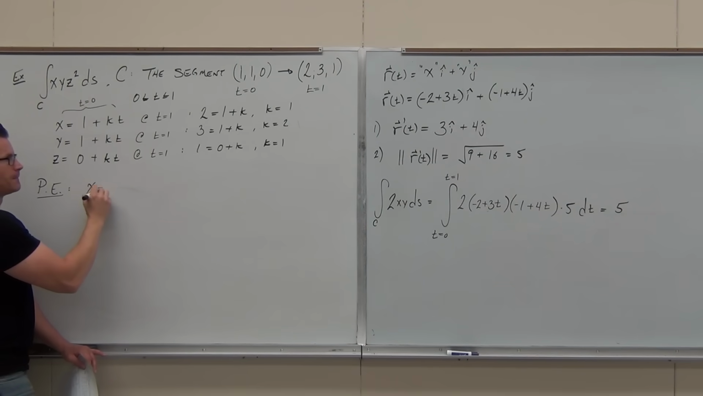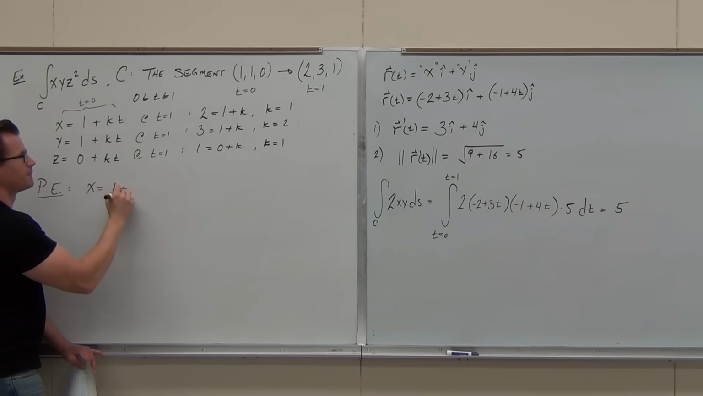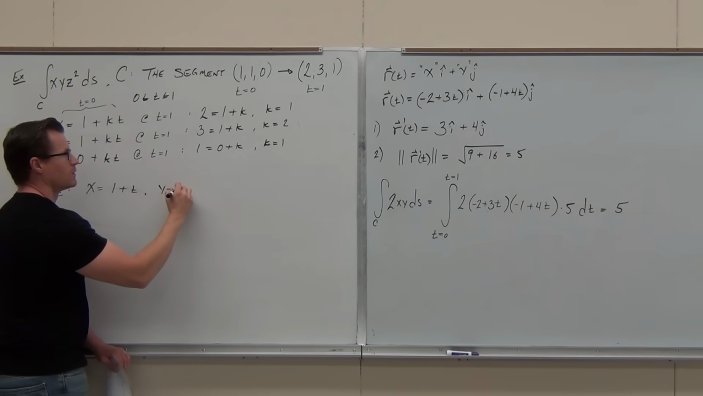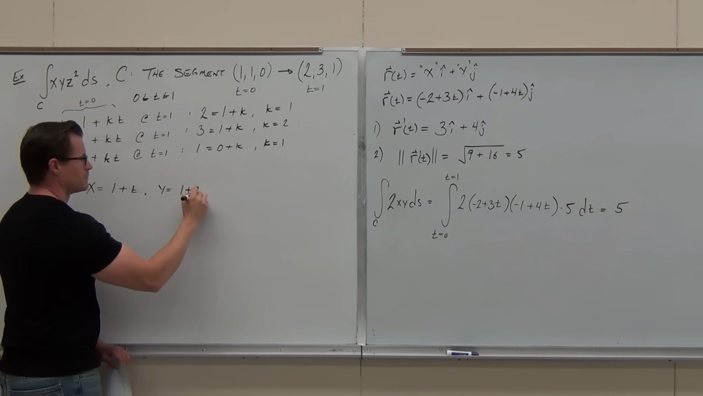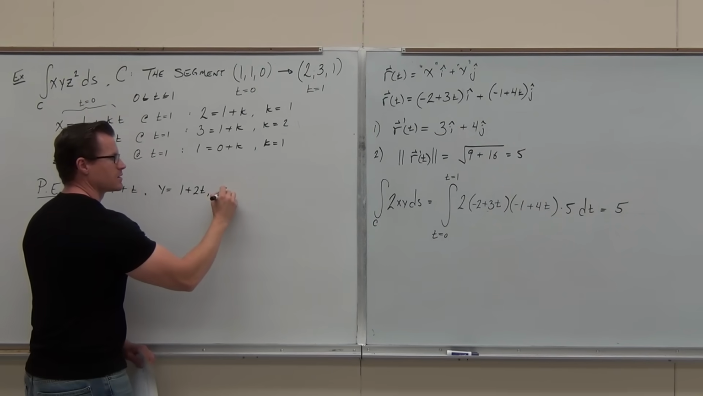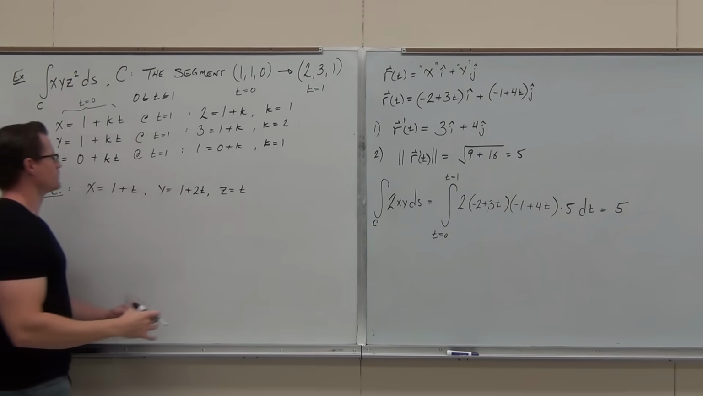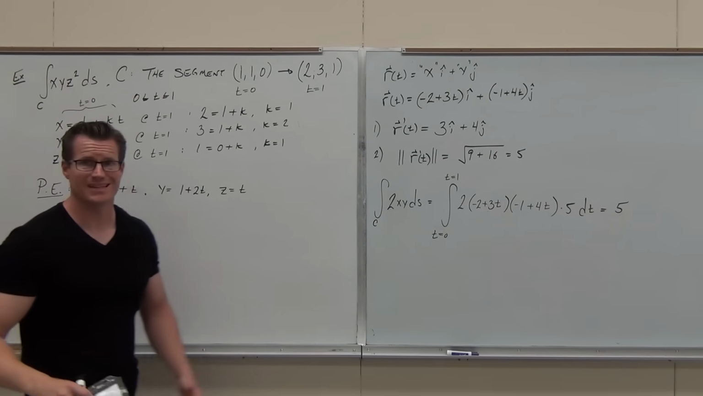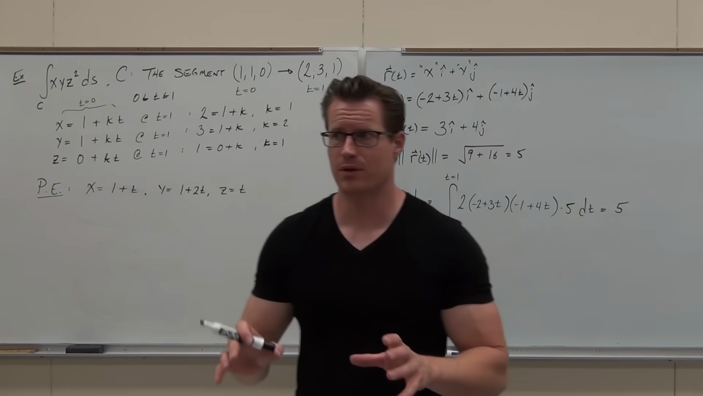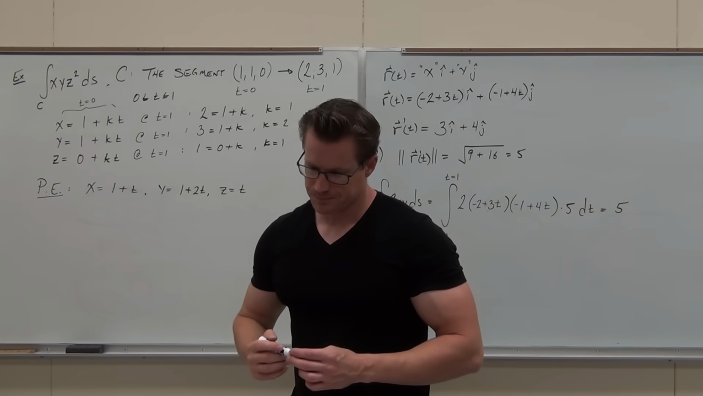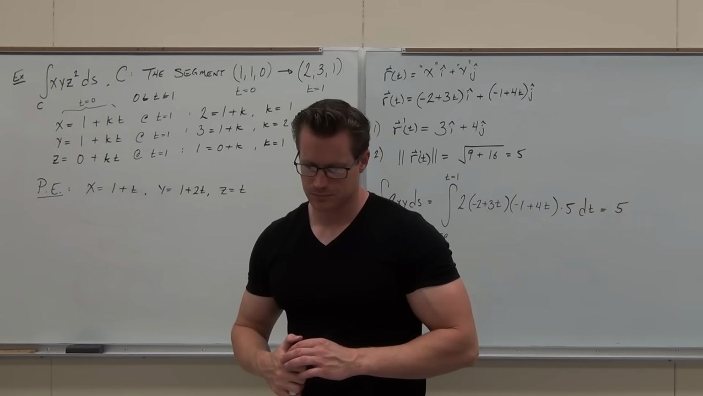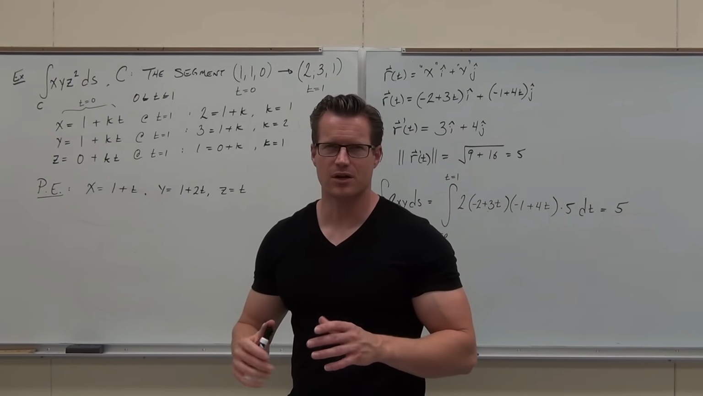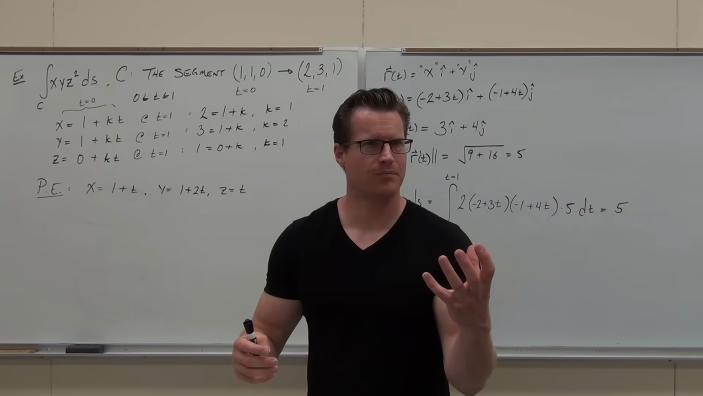X equals 1 plus t. Somebody else, can you tell me? Y equals 1 plus 2t. And lastly, somebody else. Z equals just t. That's it. If you can do that, man, you're halfway there. Like literally. Questions or comments? Are you getting stuff out of it?